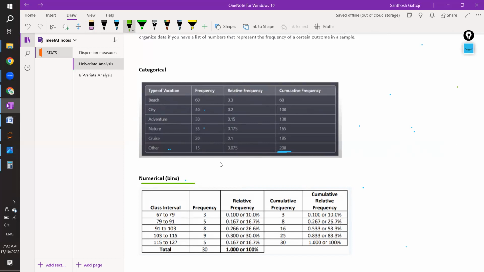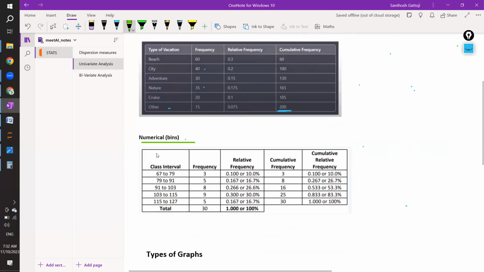So here also, if you see, class interval. Here this is some event. We don't know what this event is, but it is numerical data. Since we cannot do it for each and every value, this guy has binned it. First bin, second bin, third bin, fourth bin, fifth bin. Different bins, 67 to 79. In this bin, how many people are falling? 3 people. This is the frequency: 3, 5, 8, 9, 5. Overall 30 people falling into 5 different bins.